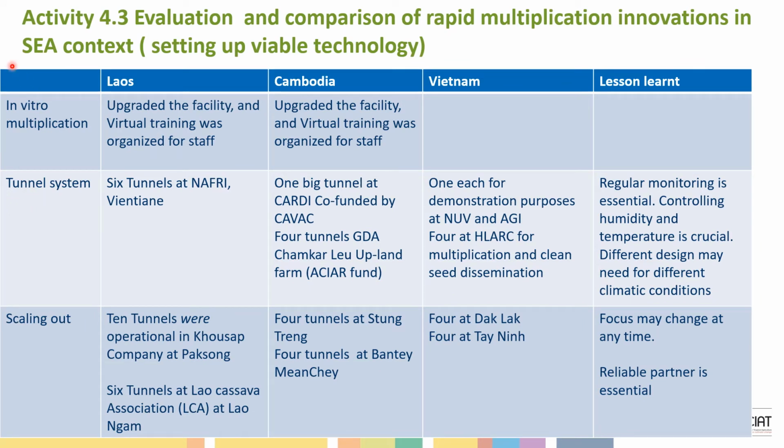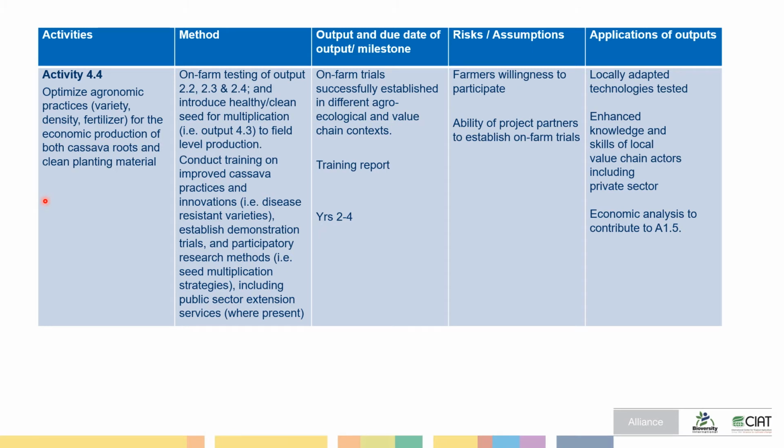Here I have summarized activity 4.3 about the setting up of the viable technology. You will hear more about it from Eric Deleke's presentation. Activity 4.4 is to optimize agronomic practices for the economic production of both cassava roots and clean planting materials.